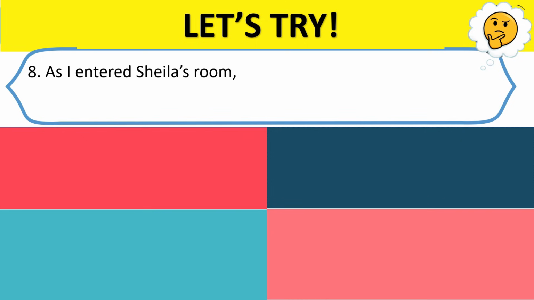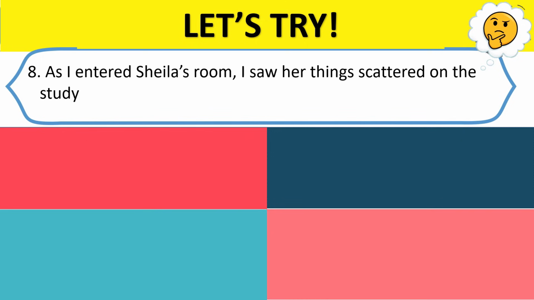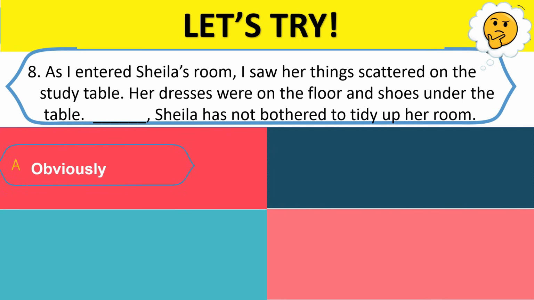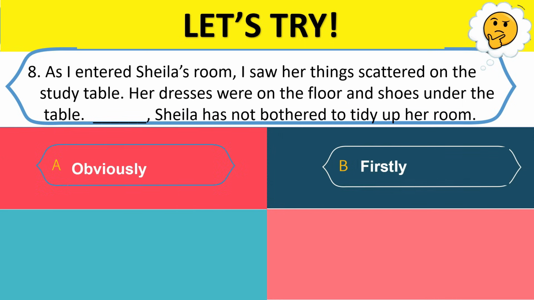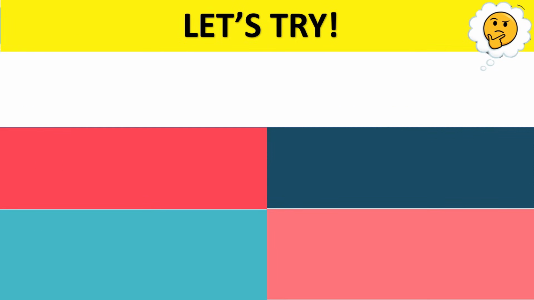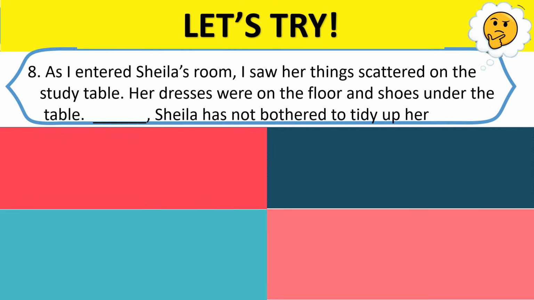As I entered Sheila's room, I saw her things scattered on the study table. Her dresses were on the floor and shoes under the table. A. Obviously. B. Firstly. C. For example. D. In order. Sheila has not bothered to tidy up her room. What do you think is the correct answer? The correct answer is letter A. Obviously.